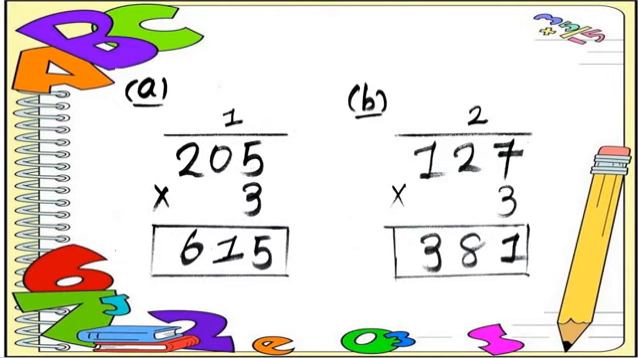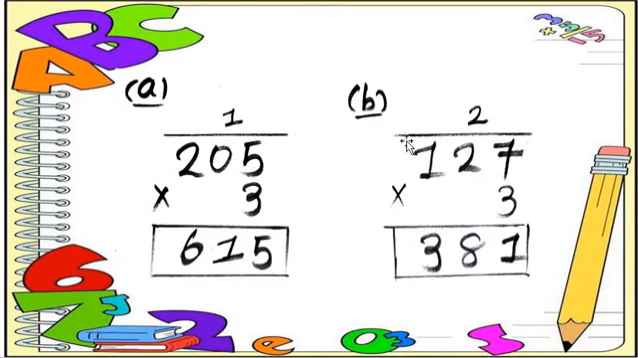Now let's check question number B. What is question number B? Question number B is 127 multiply by 3. I hope you all are understanding and doing it with me, and you must write in your book now with me, all students. Whenever there is an explanation part, you listen properly, because we cannot remember all the notes, methods or calculations, so we must write them in our books. Then whenever we use these notes, we don't forget. Understood?